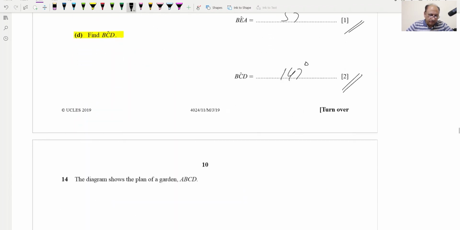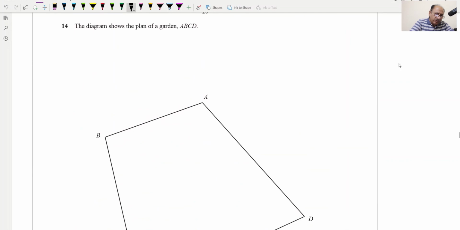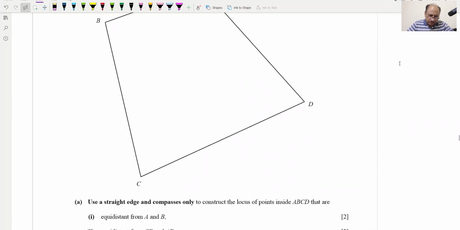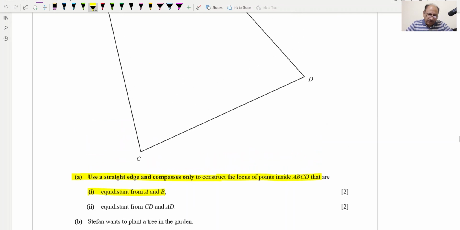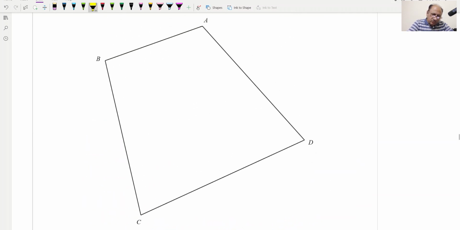Hopefully you understood this. Now this is question number 14, and question number 14 says the diagram shows the plan of garden ABCD, and this is basically ABCD. Use a straight edge and compasses only to construct the locus of the points inside ABCD that are: number one, equidistant from A and B. So A is this one, B is this one. So we have to draw the points equidistant from A and B.